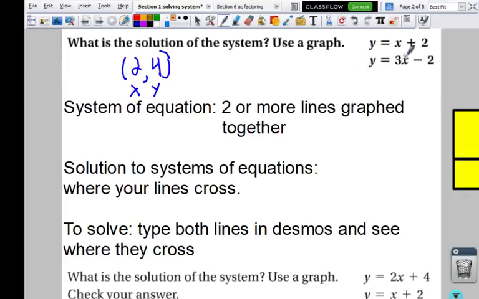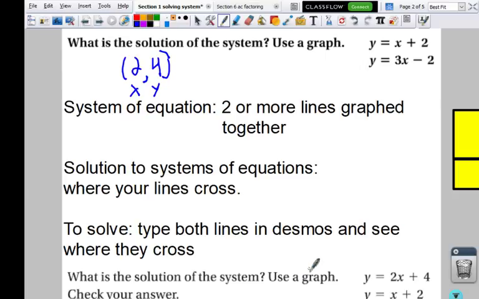If I look at this first one, if I plug in 2 for x right here, I have 2 plus 2, right? What is 2 plus 2? 4. So I plug in 2, I get 4. How about on this one? If I plug in 2 right here for this x on the bottom one, what's in between the 3 and the 2 I plug in? Times, right? 3 times 2 is 6. Minus 2 is 4. So when I plug in 2, I get 4 for both of these.